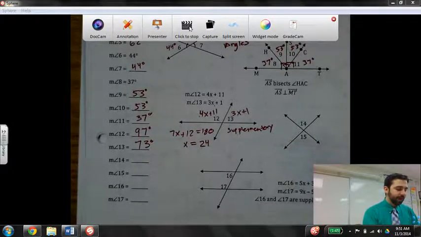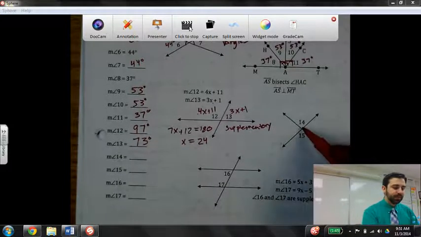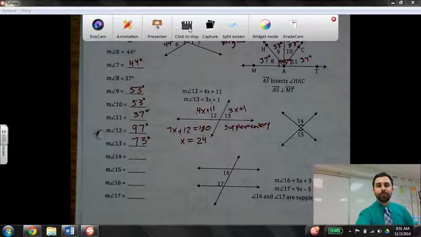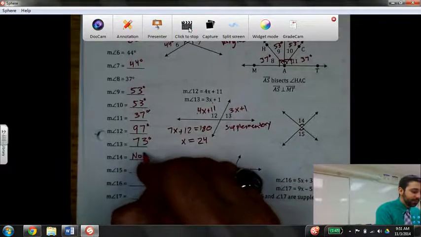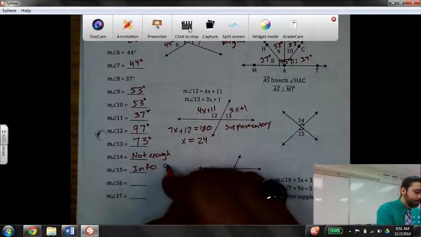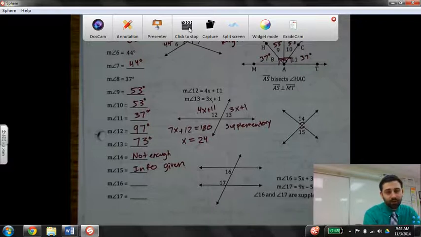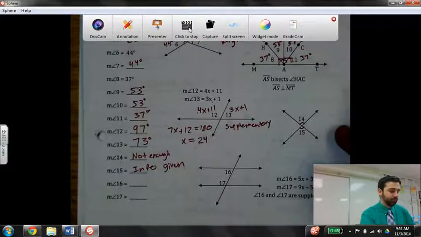So now let's look at 14 and 15. So the idea with 14 and 15 is that they are both vertical angles, which means they are congruent. However, notice we have no information about what the measures of any of them are. So what we can say is not enough information given. Even though many of you will look at this and think that 14 and 15 are 90 degrees, you cannot make that assumption.